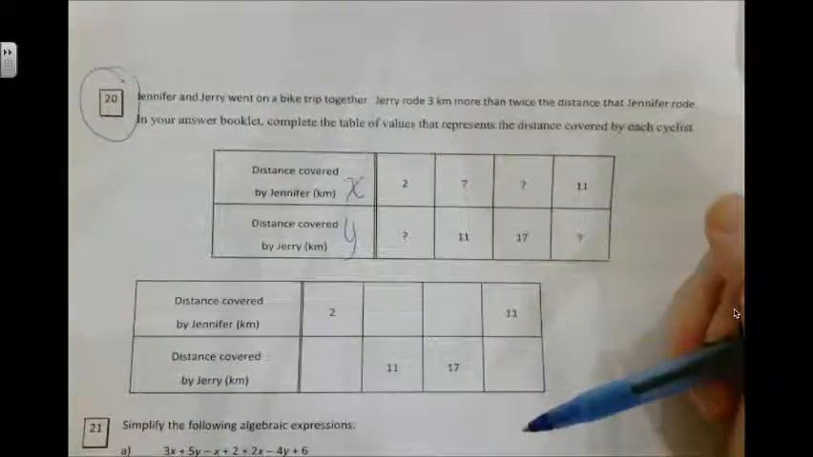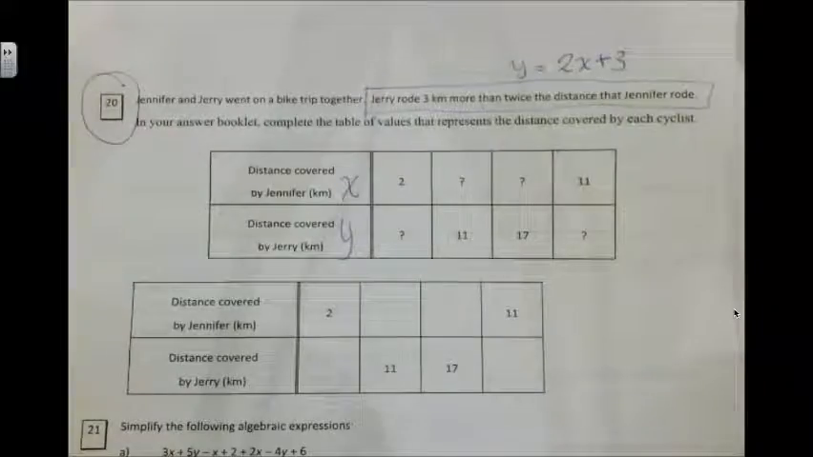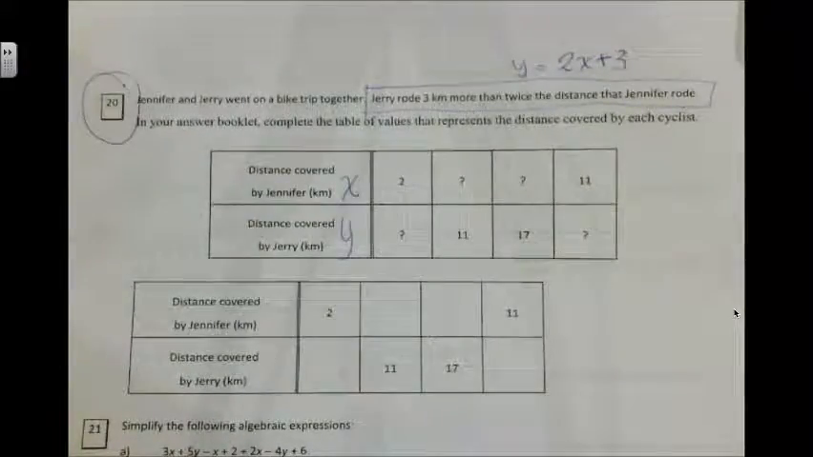The first step is to figure out what the equation is from this sentence. Jerry rides 3 kilometers more than twice the distance that Jennifer rides. So it's Y equals, so Jerry, which is Y, is 3 kilometers more than twice the distance that Jennifer rides. So 2 times Jennifer, which is X, plus 3. That's my equation that I'm working with in my table: Y equals 2X plus 3.